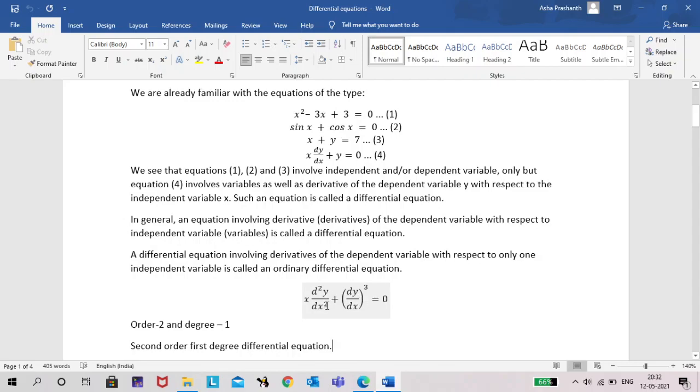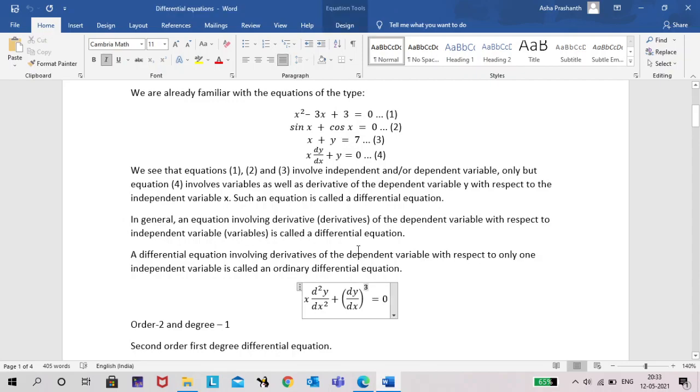Next is the degree. Here the highest power is 3, but the degree of the differential equation is 1. How? We have to consider the power of the highest order derivative. Here the highest order is 2, and the power of the highest order is 1. So that is the degree of the differential equation. So this is a second order, first degree differential equation. This is very basic. I hope you all studied this in second PUC, right?